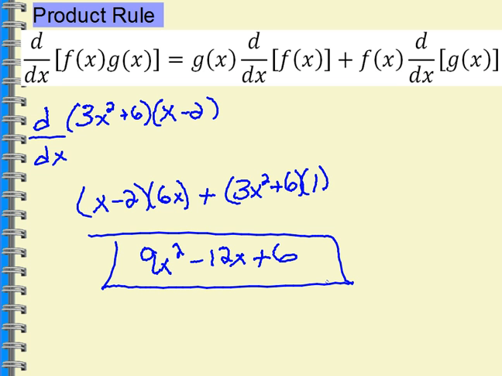So anytime you have two functions multiplied together, you can follow this product rule. Now, all these rules that I've given you so far, I can derive them for you analytically and graphically. There are some derivations in the book. I'm not going to take the time to do those here in the video, but if you're interested, you can either ask me about it in class or take a look at how the book explains it for you.